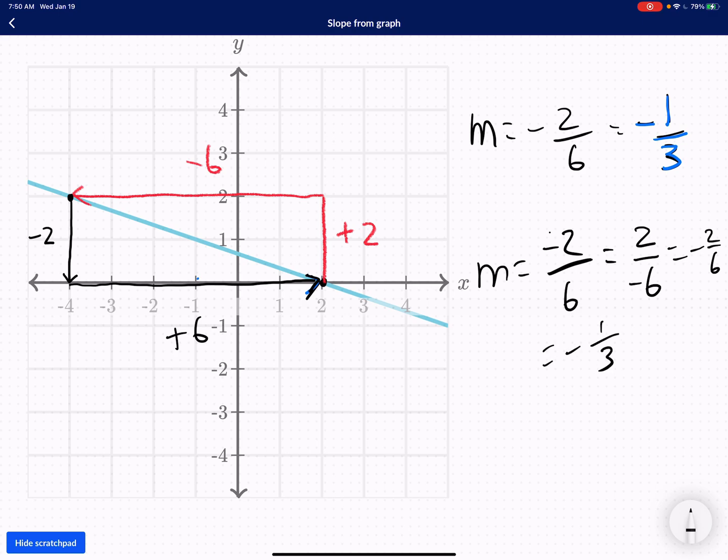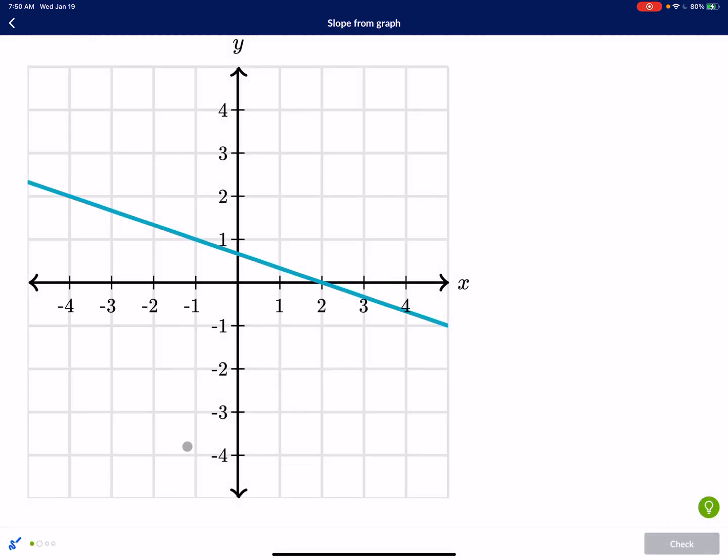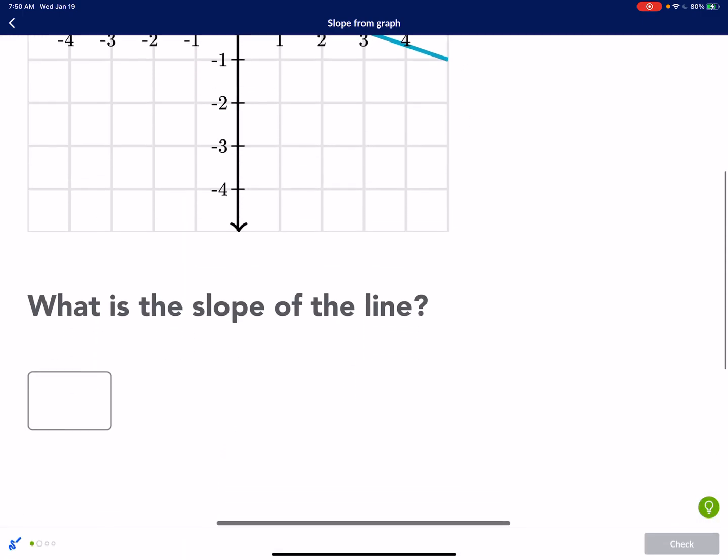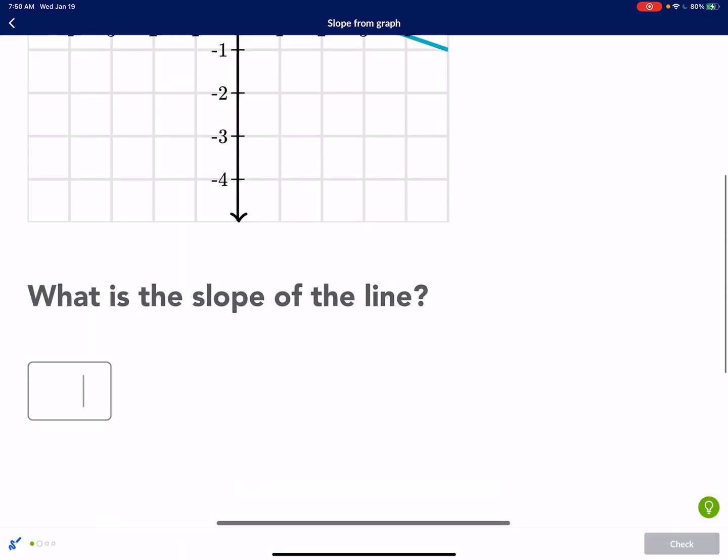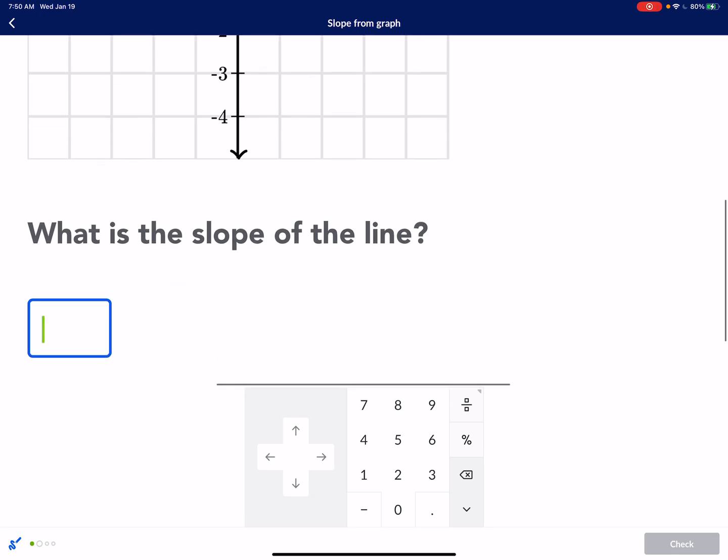Pretty cool, huh? So all of this stuff is really, really connected, okay? More than trying to memorize this stuff, try to see the connections. If you see the connections, you'll be able to get this stuff, all right? So this is going to be -1/3.